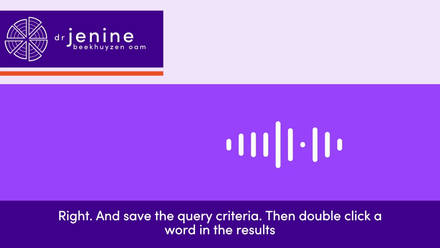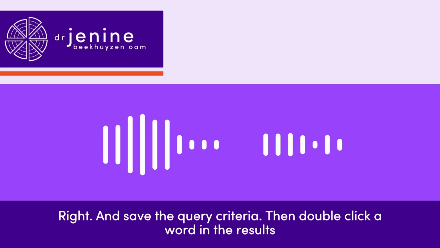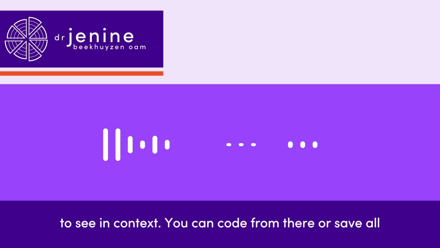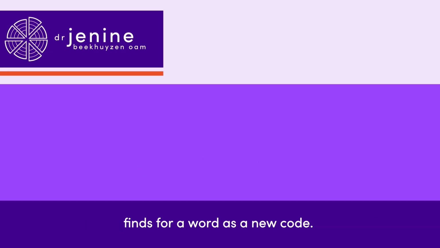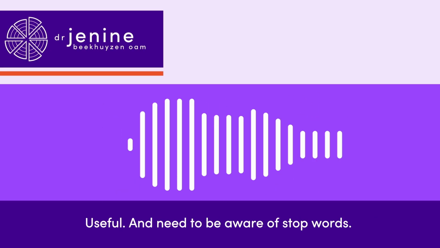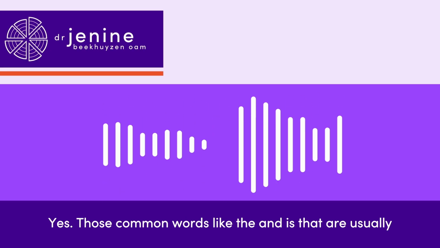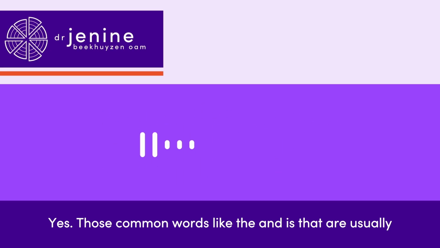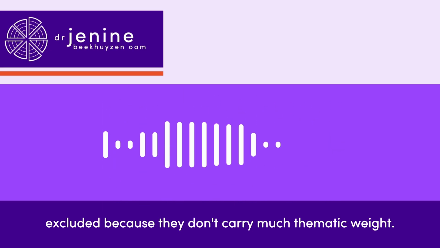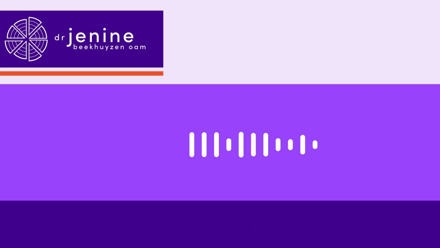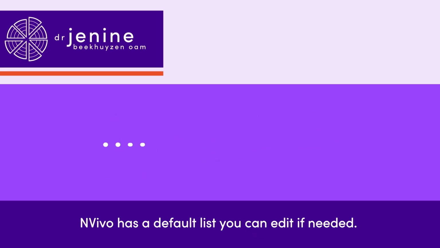Right. And save the query criteria. Then double-click a word in the results to see it in context. You can code from there, or save all finds for a word as a new code. Useful. And need to be aware of stop words. Yes, those common words like the and is that are usually excluded because they don't carry much thematic weight. NVivo has a default list you can edit if needed.